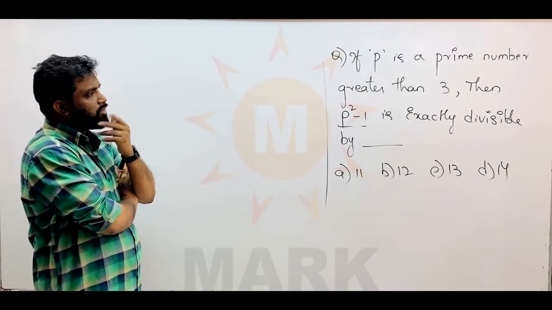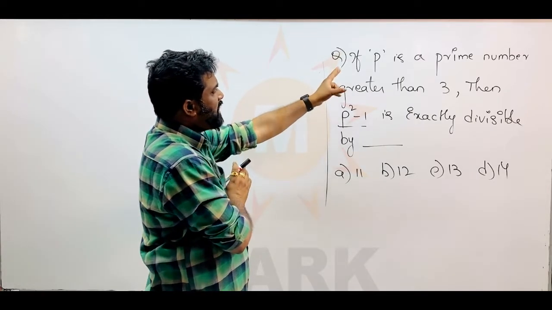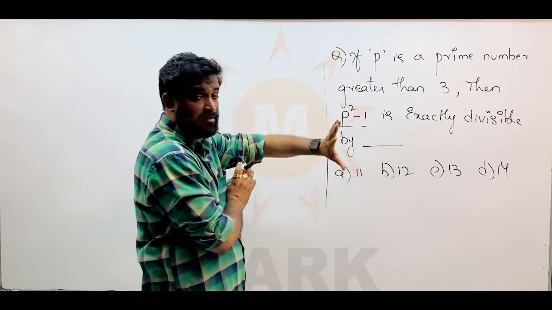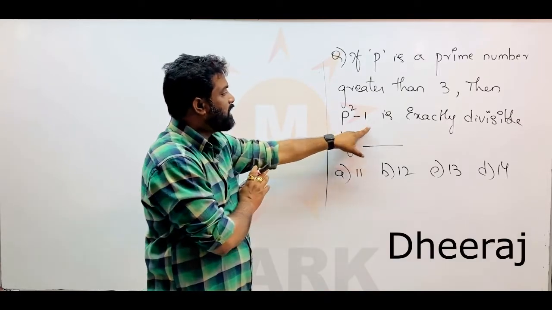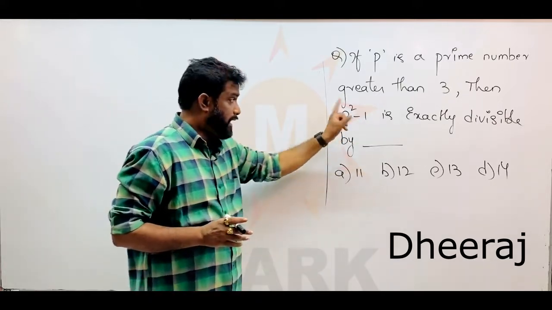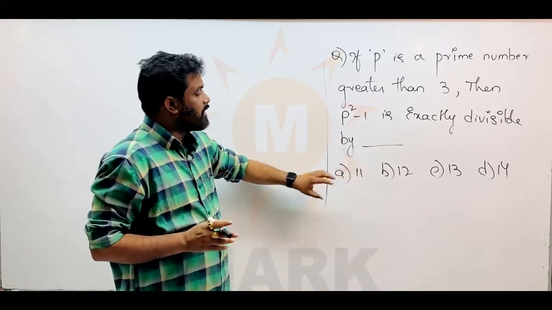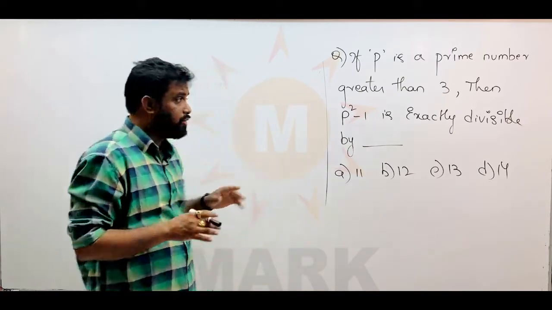My dear friends, there is a question given here based on prime numbers. The question goes something like this: if p is a prime number greater than 3, then p square minus 1 is exactly divisible by dash. P square minus 1 is exactly divisible by dash. The given options are 11, 12, 13 and 14. The options are very close.